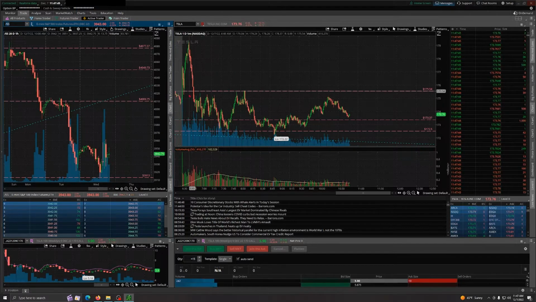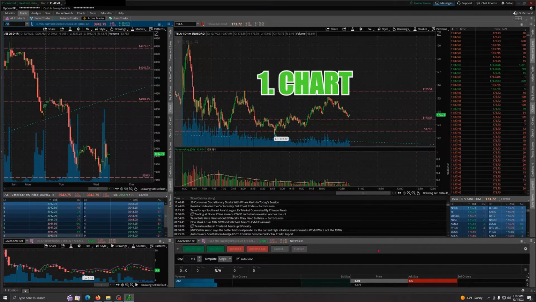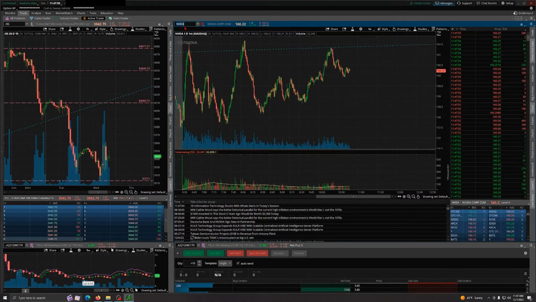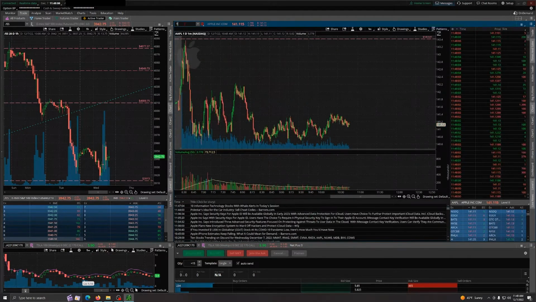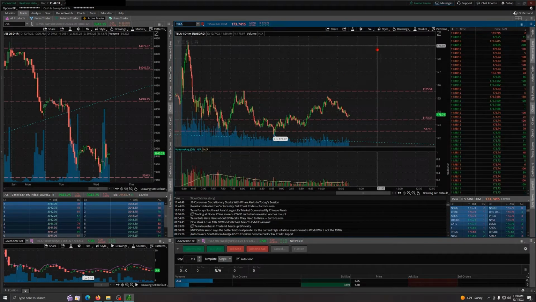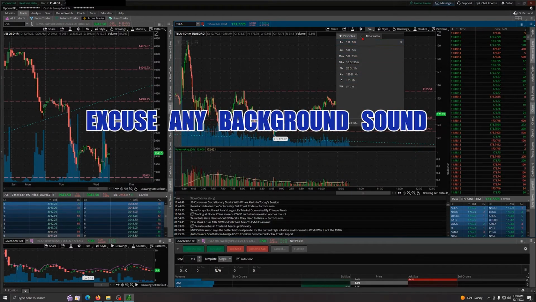Let's go ahead and understand what we're looking at with the stock. The stock that I have up is Tesla. You can change this to whatever stock you like, right? Nvidia, Apple. But for now, I'm just going to keep it on Tesla because that's actually what I played this morning. Okay. With Tesla, you have a time frame that you can select.